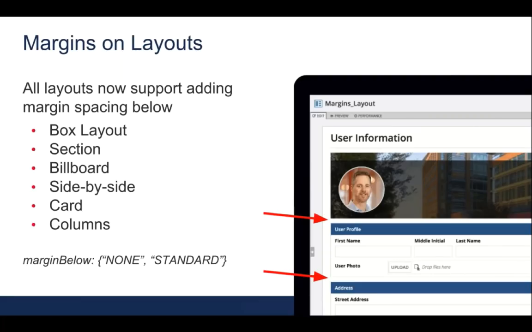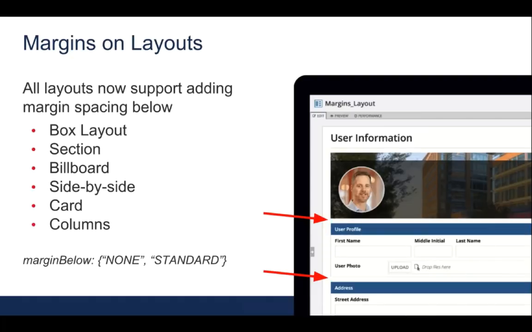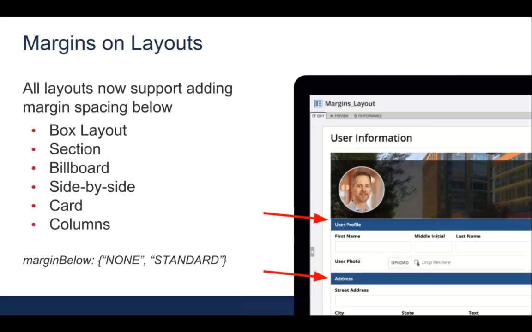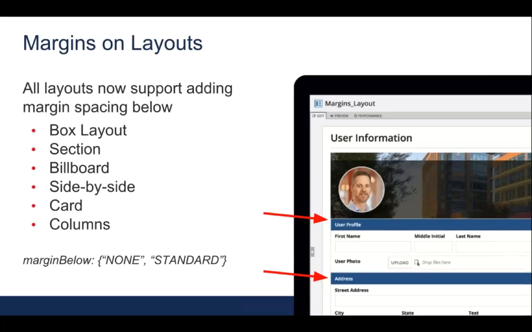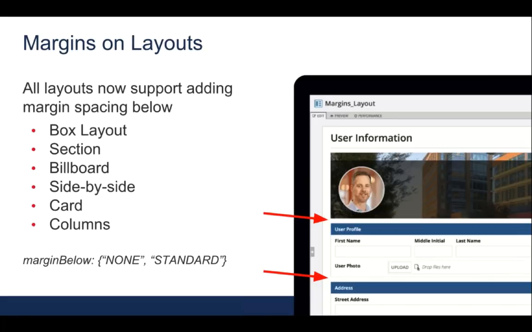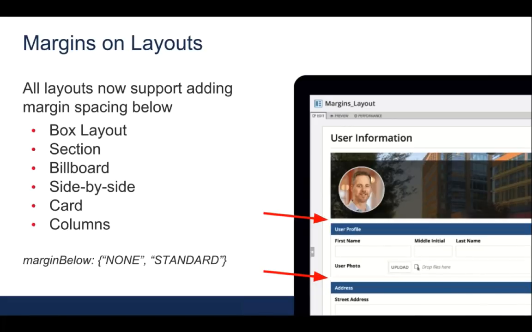In addition, for additional layout controls, we've added a new margin configuration on all layouts. This includes the box layout, section layout, billboard layout, side-by-side, card layout, and columns layout control. You'll see a new parameter called margin below, and that is defaulted to none. Why we defaulted to none is to preserve existing behavior. So obviously those current layouts did not have any margin padding at the bottom of the individual layouts.